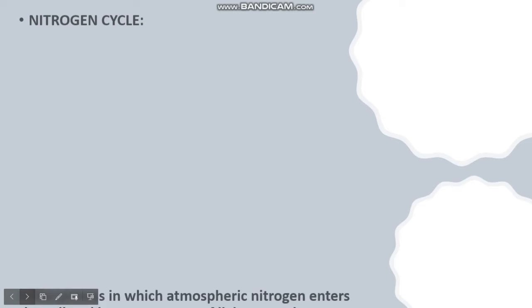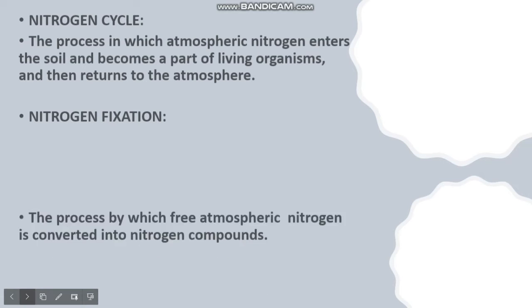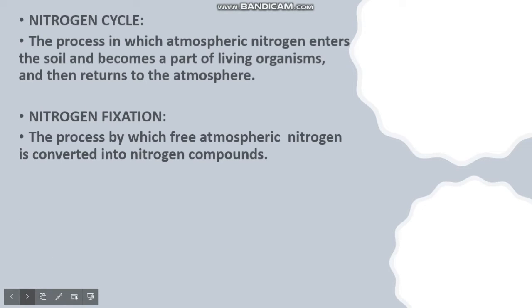Nitrogen cycle. The process in which atmospheric nitrogen enters the soil and becomes a part of living organisms and then returns to the atmosphere. Nitrogen fixation. The process by which free atmospheric nitrogen is converted into nitrogen compounds.